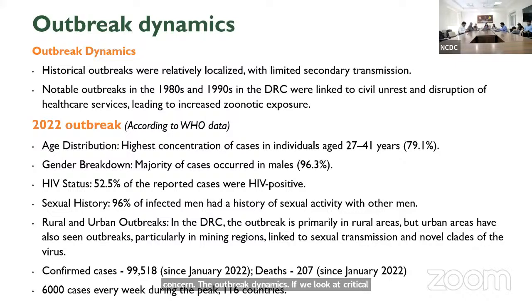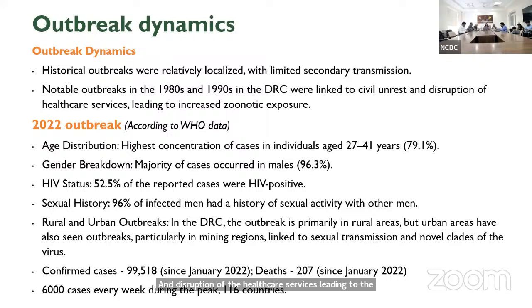The outbreak dynamics, if we look at critical information about the outbreak dynamics: initially the outbreaks behaved as localized, with limited secondary infection. But notable outbreaks were still seen in the 1980s and 1990s. They were linked to civil unrest and disruption of healthcare services, leading to increased zoonotic exposure.